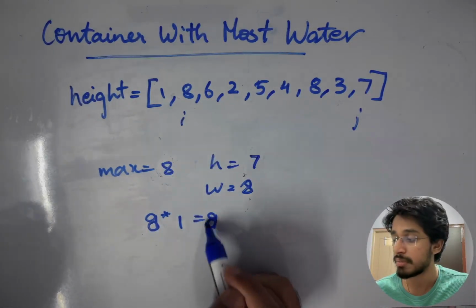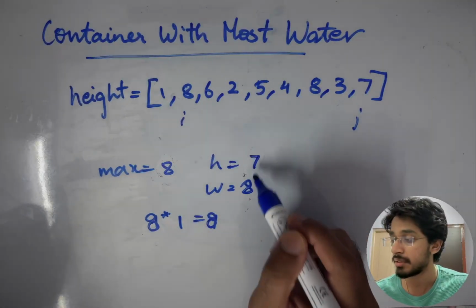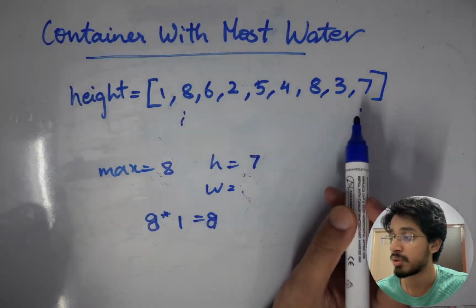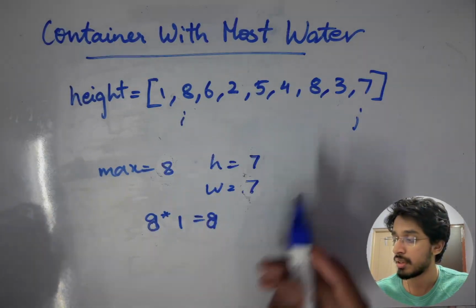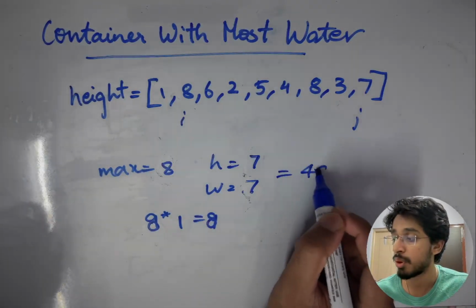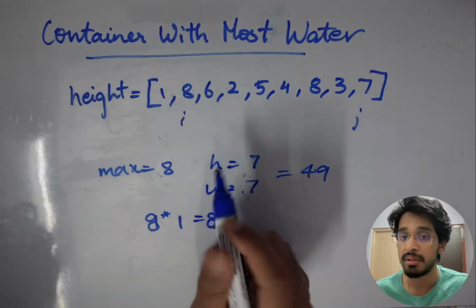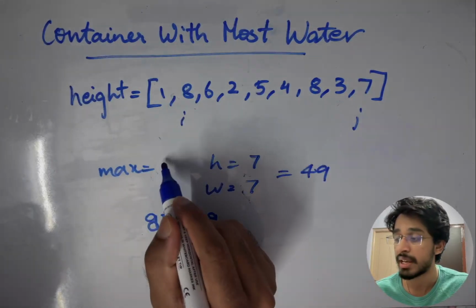So this becomes 8, and we update this to 7, because 8 minus 1 is 7. So multiplying 7 by 7 becomes 49. So the product is 49, and we update the max value because 49 is greater than 8.